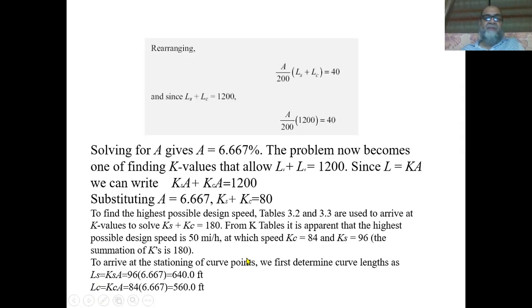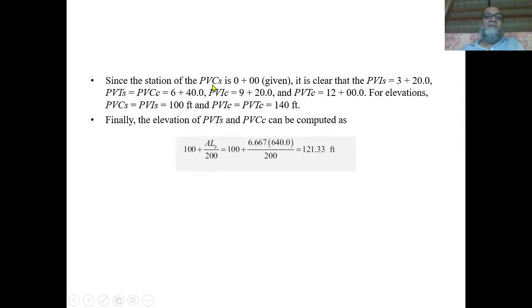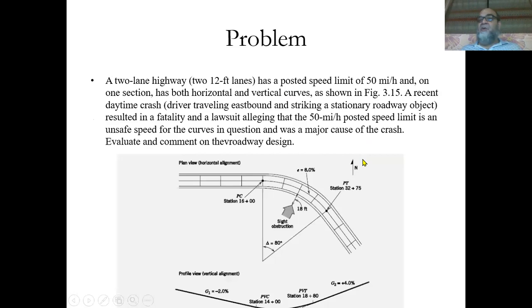So we know this curve, and once we know this curve, then you can always find the station of PVC. So we will say that PVI will become this, and PVT, and these become now only trivial values. Finally we'll know the elevation of PVT and PVC by using simple geometry. So this is how, using curve fundamentals, you can always combine sag curve and crest curve. Now we move on to the next problem.